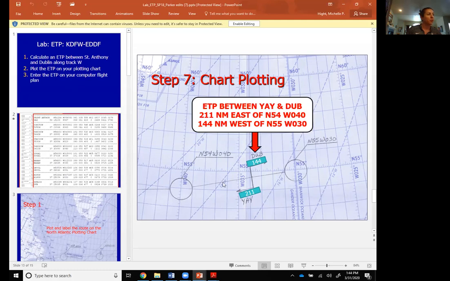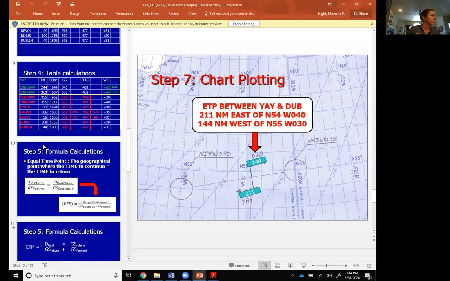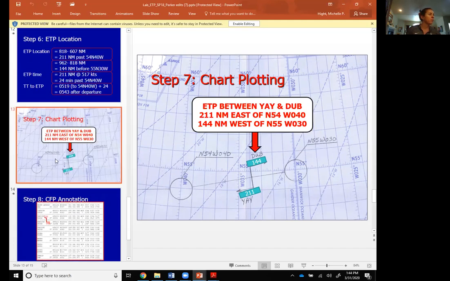If something happens right here at, say, West 35, you're going to go back to St. Anthony. If something happens, say, at West 30, you're going to go to Dublin. If you're right on the ETP, it doesn't matter.